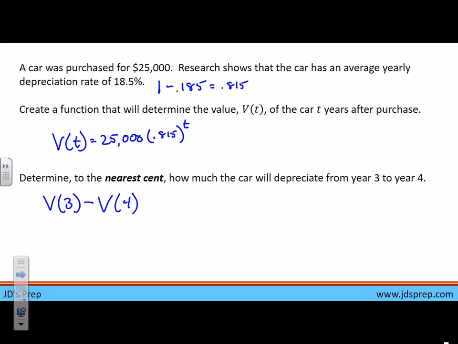For this, we would need to plug into a calculator in order to find those two function values, v of 3 and v of 4, rounded to the nearest cent. The important thing is that with the nearest cent, that means we are going to have two decimal places. If we plug these into a calculator, 25,000 times 0.815 to the third, that's going to give us a value of v of 3, which is 13,533.58.